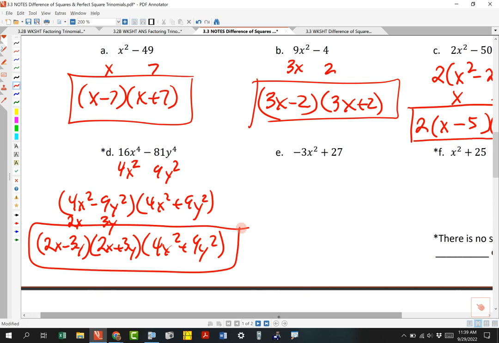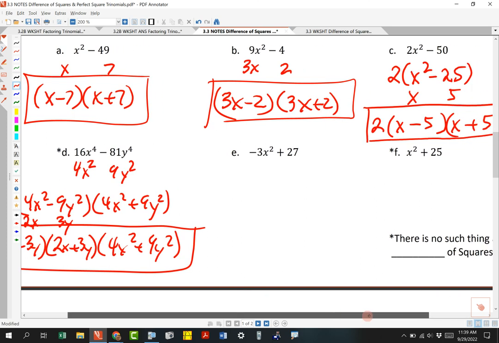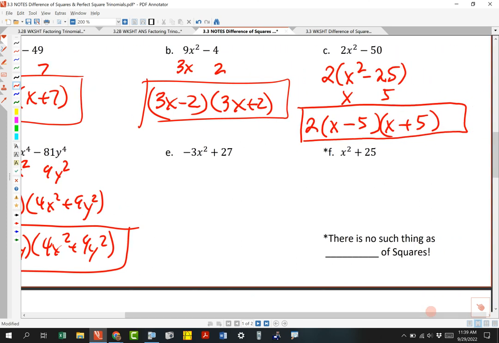Okay? Any questions? Okay, we're going to take a look at the last two. We're going to look at the easy one first. Take a look at F. Will that factor? Okay, there is no sum of squares. So no such thing as sum of squares. We'll take a look at y in just a second if we've got time. Yeah, I think we've got time. Abby, what do you want to do first on this one?